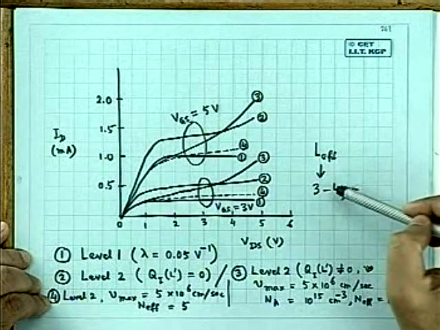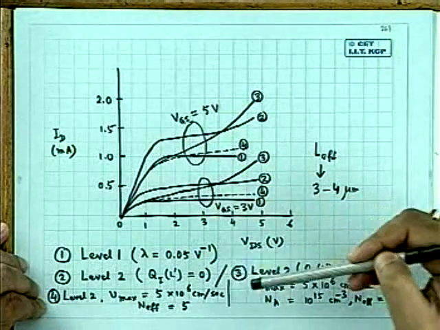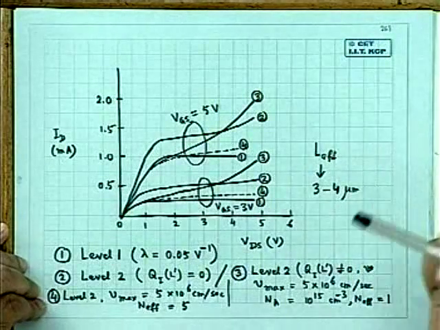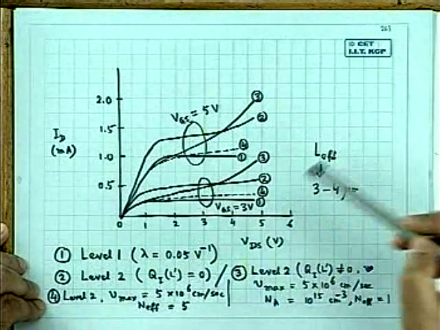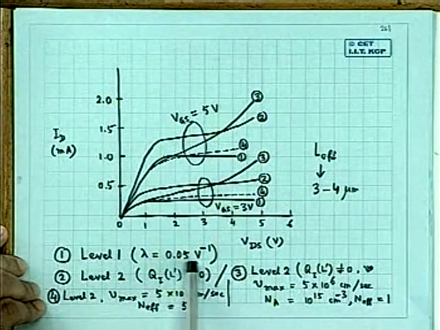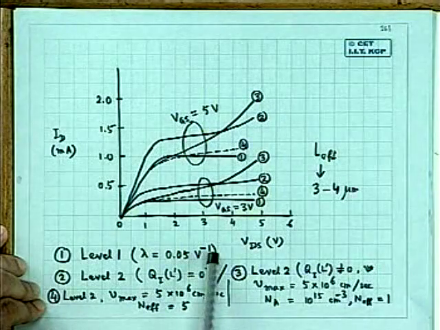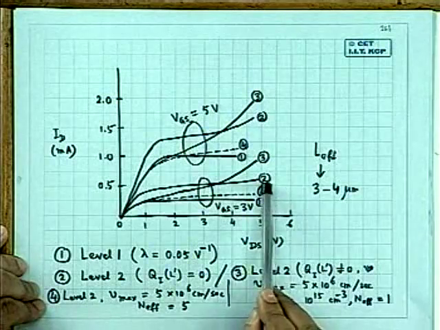VGS is 3 volt and VGS is 5 volt. And L effective, did I mention, is of the order of 510 micron. And then we have seen that for level 1, lambda has been assumed to be 0.05 volt per unit volt, and level 2 is this one.